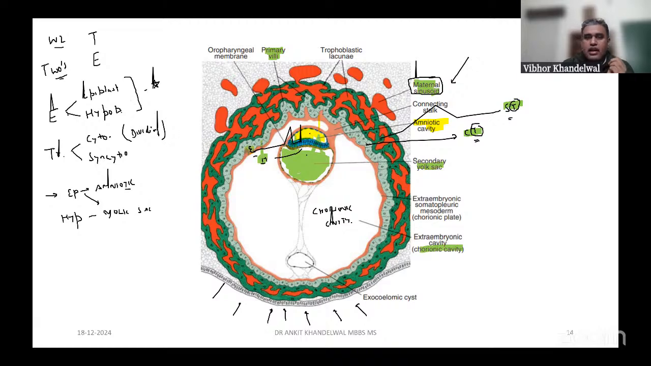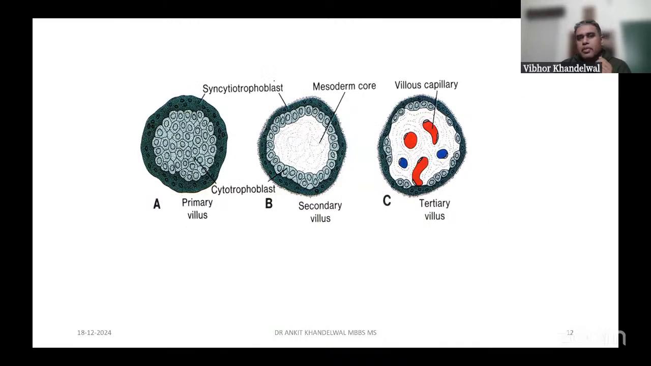Now, what is this primary villi? Villi means what? Villi means finger-like projections. The word villi means finger-like projections. What does it mean? See, now it is very simple, common sense only. And everything is common sense actually.